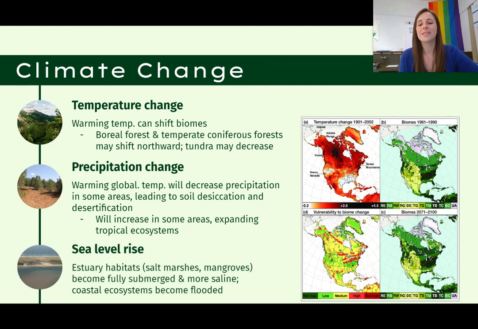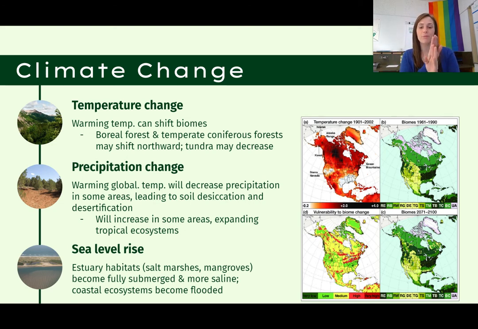We are also going to get sea levels rising from climate change. So estuary habitats where you have like salt marshes or mangroves, they're going to become fully submerged and they're going to have more salt water moving into them. So it's no longer going to be this estuary environment. It's basically going to be the ocean now. So we're going to be having flooding in these coastal ecosystems.